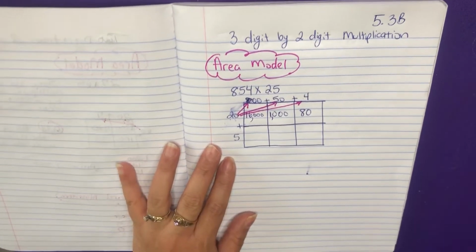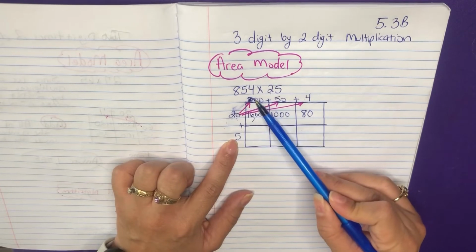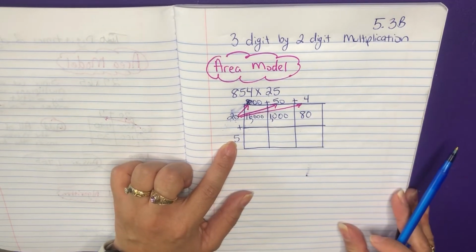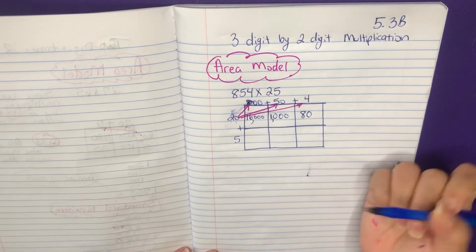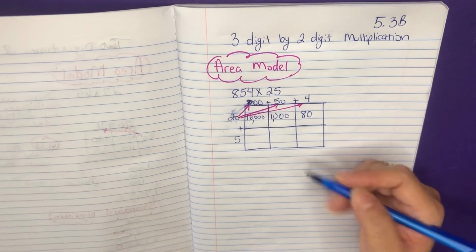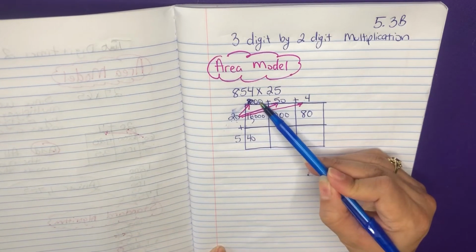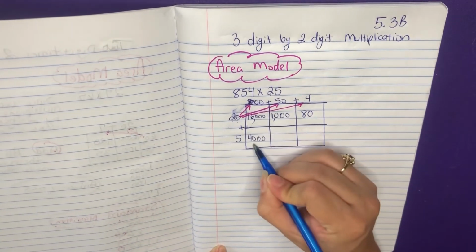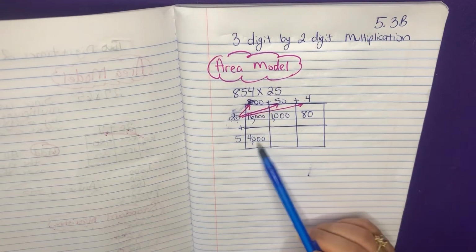Last, we're doing the bottom number. So bottom to top. 5 times 800. Again, we don't have to worry about all those zeros. So what is 5 times 8? 40. And don't forget the 2 zeros. 1, 2. So it's actually 800 times 5 is 4,000.